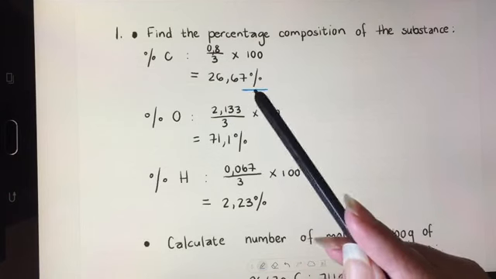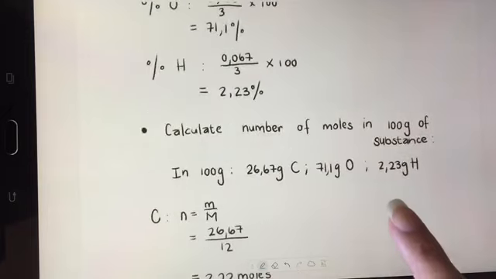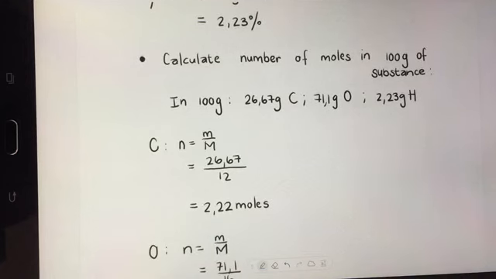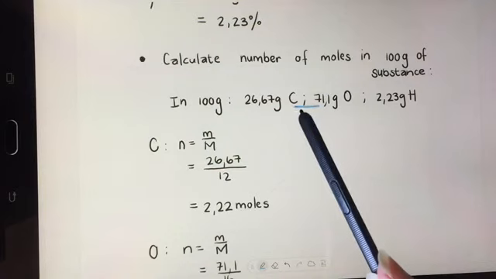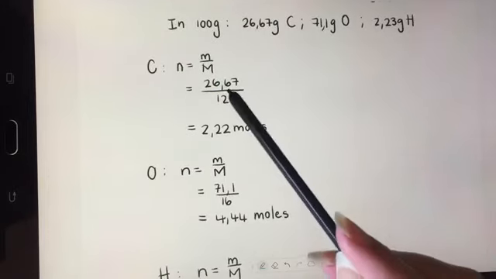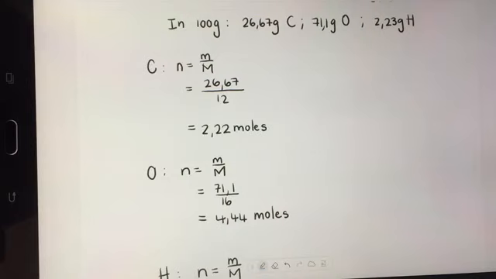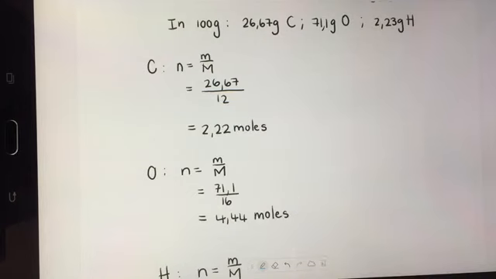So 26.67% means out of 100 grams, 26.67 is going to be carbon. And that is why my next step is to calculate the number of moles in 100 grams of that substance. So if I've got 100 grams, I'll have 26.67 grams carbon and so much oxygen and so much hydrogen and so on. So number of moles, mass divided by molar mass. I use the mass that I've now got from my percentage calculations, divide by molar mass, which I get from the periodic table, and I get 2.22 moles of carbon.